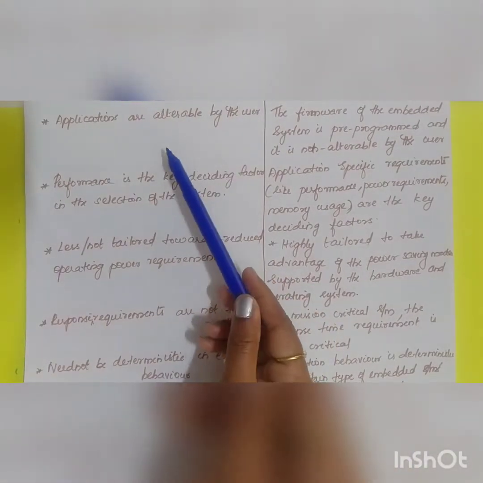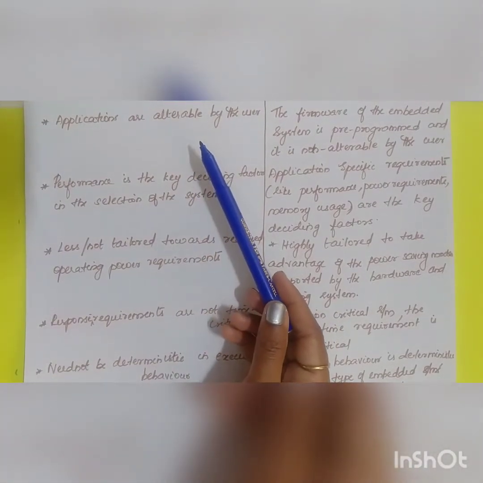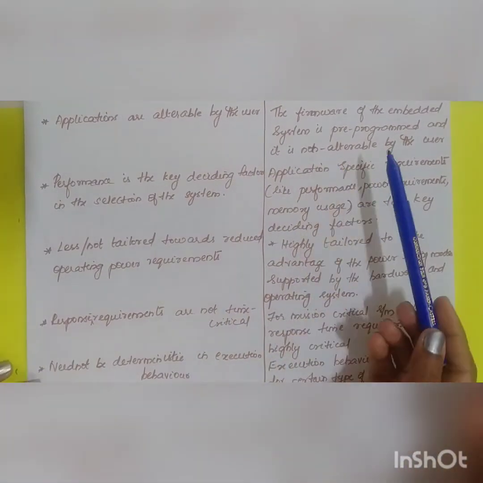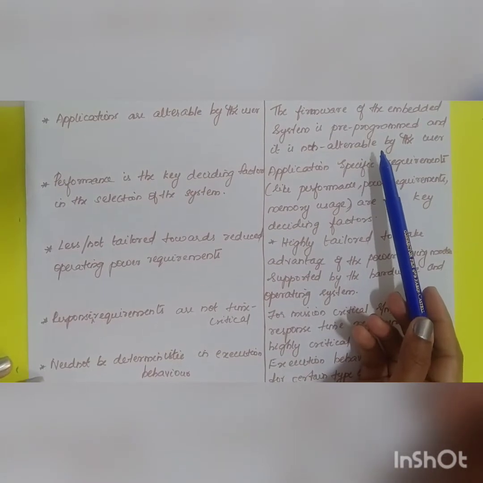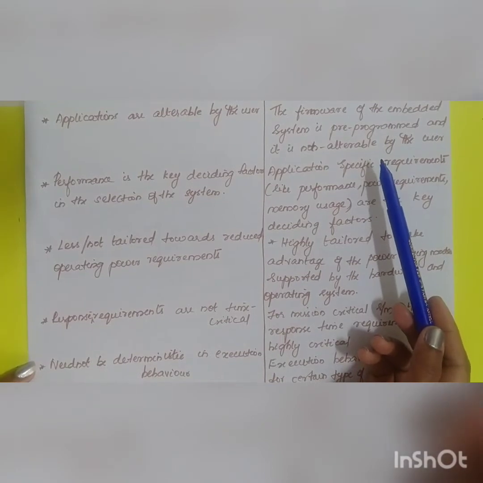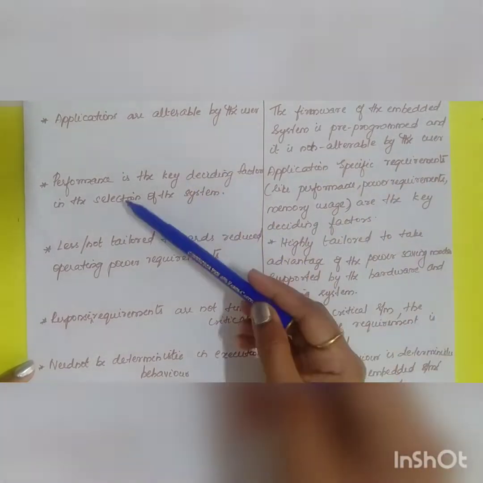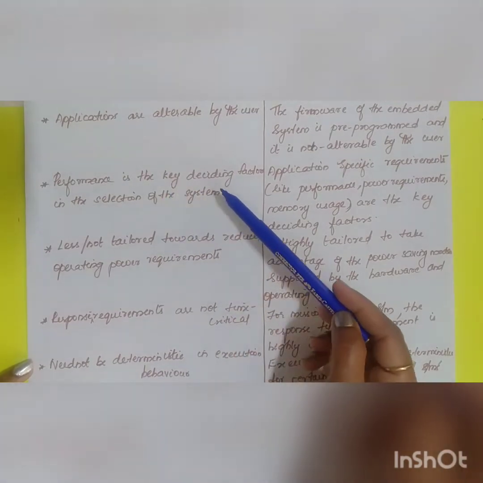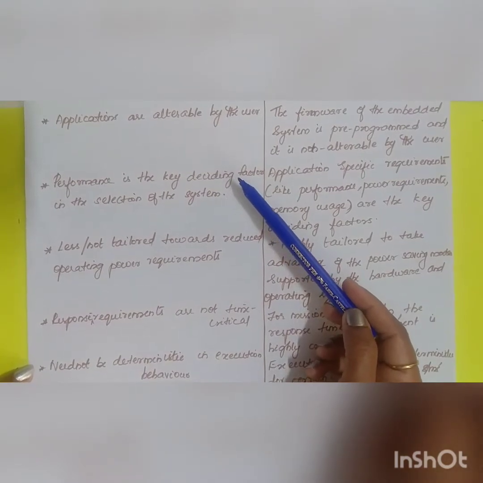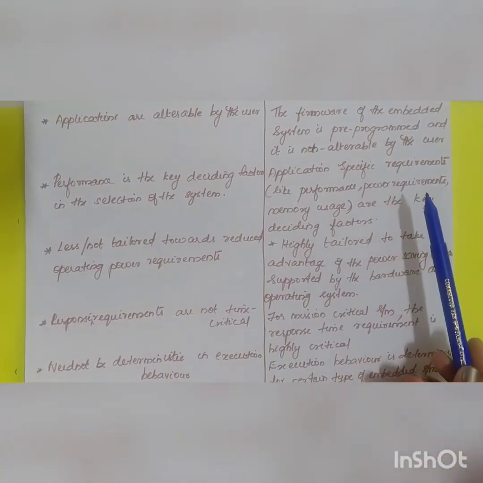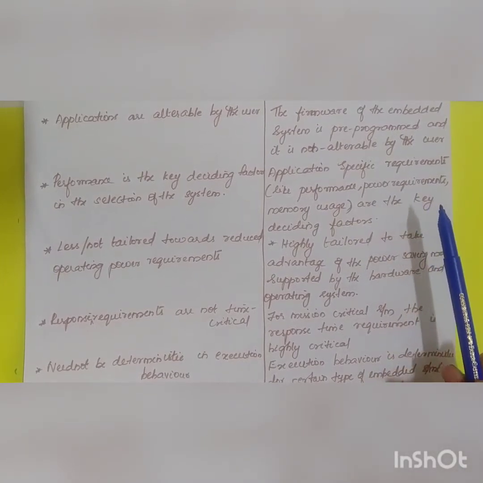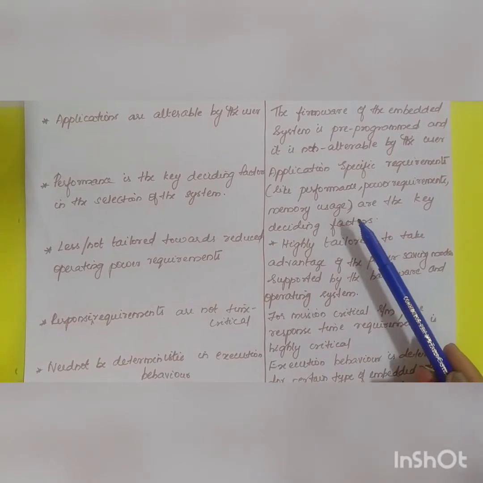Then the third one is applications are alterable by the user in the case of a general purpose computing system, whereas in the case of your embedded system, the firmware is pre-programmed so that it is not alterable. For example, in the case of a washing machine, you cannot change the codes, right? It is already pre-programmed. The next one is performance is the key deciding factor in the selection of the system in the general purpose computing system, whereas in the case of an embedded system, it is not only the performance, it takes the power requirements and memory usage as the key deciding factors.